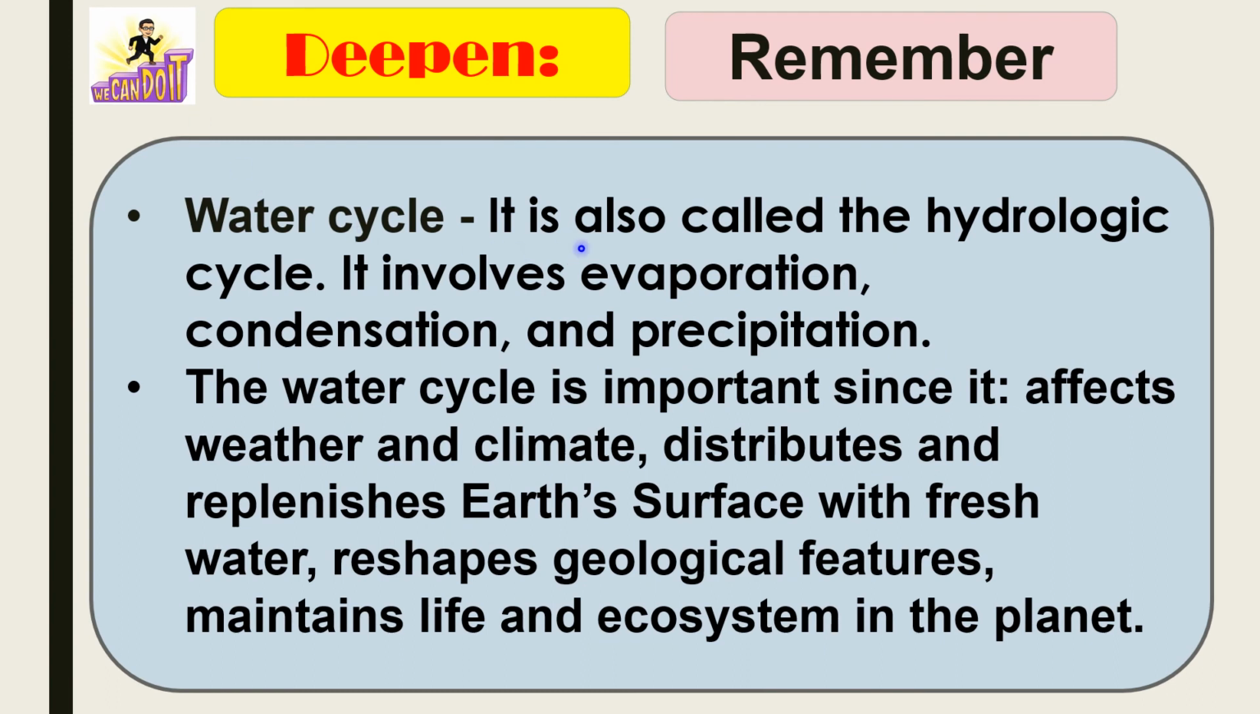The water cycle is also called the hydrologic cycle. It involves evaporation, condensation, and precipitation. The water cycle is important since it affects weather and climate, distributes and replenishes Earth's surface with fresh water, reshapes geological features, and maintains life and ecosystems on the planet. And that's it for all.